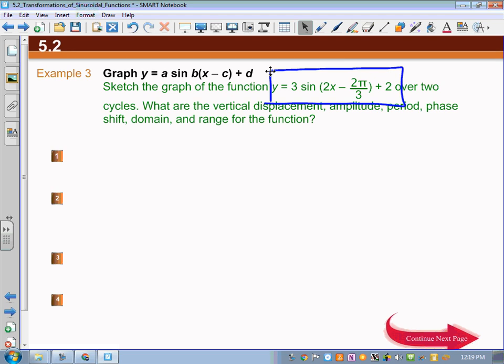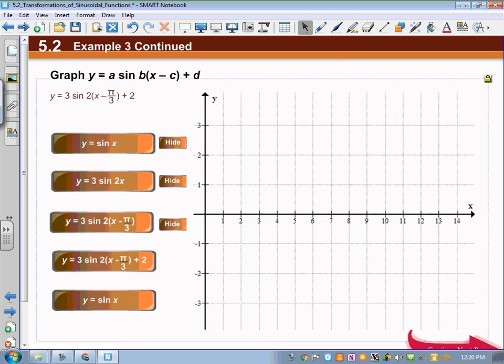Then it asks for vertical displacement, amplitude, period, phase shift, domain, and range for this function. And that's really things that we can generate from the A, B, C, and D. And we're going to talk about how to do that. We're going to focus mostly on that. Now, the sketch itself, you can produce via your calculator. Be careful when you do that, though.